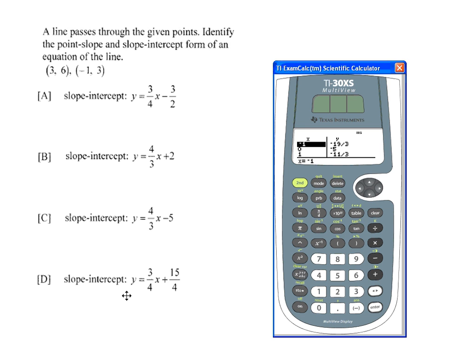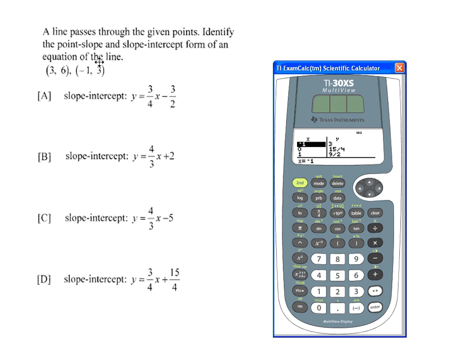Once again, a lot of people will say, oh, that means it has to be D. You never know if you type something wrong into the calculator, so don't assume. See it in the calculator. So I'm going to clear this out, and we're going to type in fraction 3/4, and then x plus 15/4, enter. I'm going to start at -1.